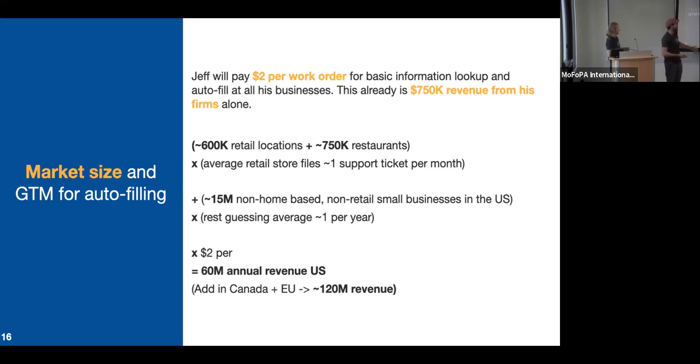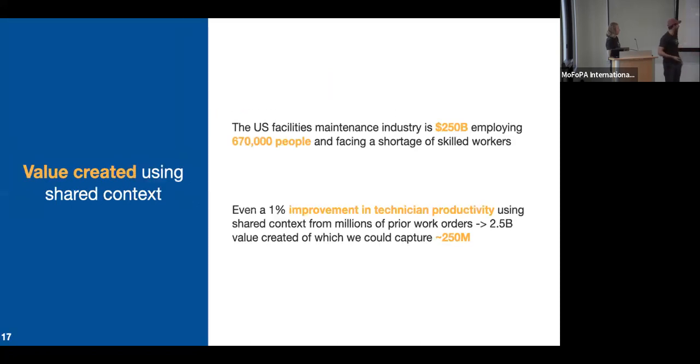I mean, across the vast amount of hundreds of thousands, actually over 1 million, restaurants and retail locations in the US, plus a bunch of small businesses that usually once a year will have a network issue or something like that, this comes out to about $60 million revenue alone, at just $2 per ticket for the amount of tickets that are already happening in the industry. And if you extrapolate that to the EU and Canada, it's like $100 million or so.